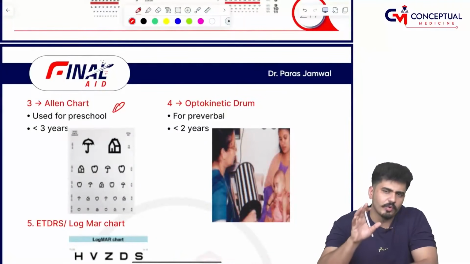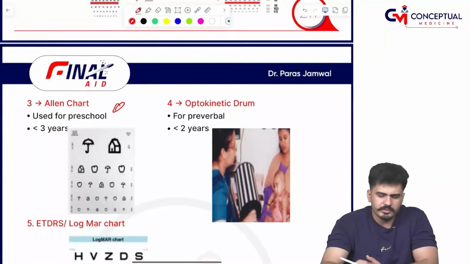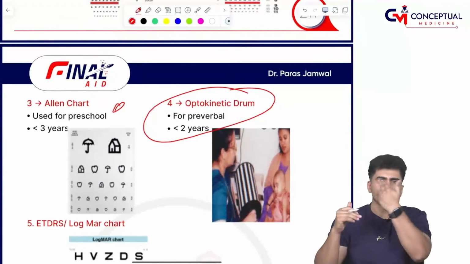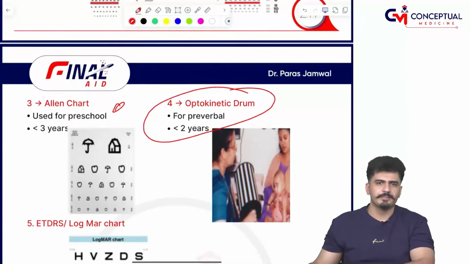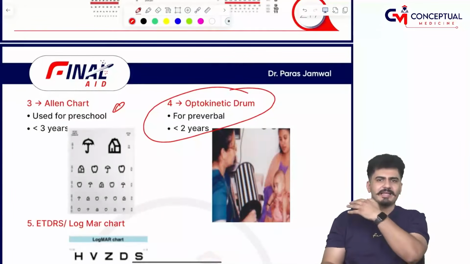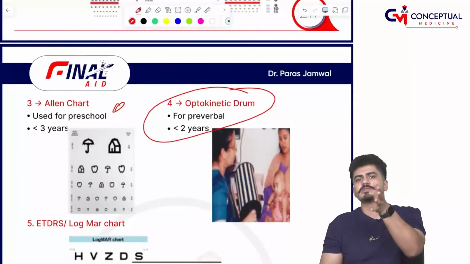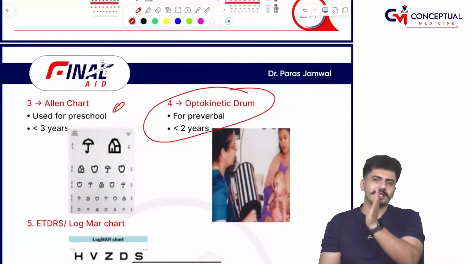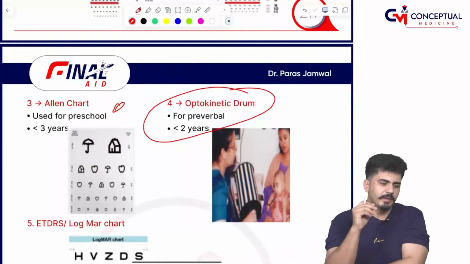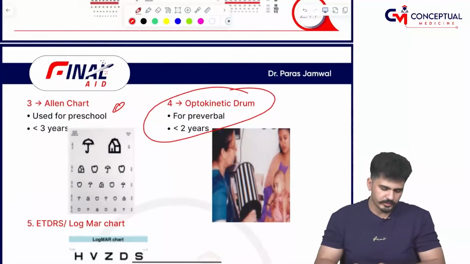And for children who are not able to speak, mostly less than 2 years or 1 year, the optokinetic drum is there. Here we check the nystagmus, the movement of the eye. The moment we roll the drum and eye movement is not there, that means the baby is not able to see. And if movement is there, that means the baby is able to see.